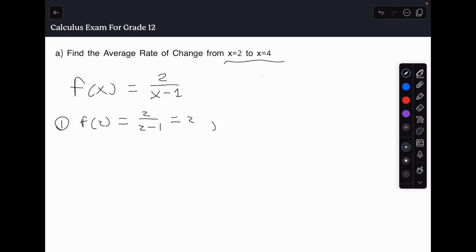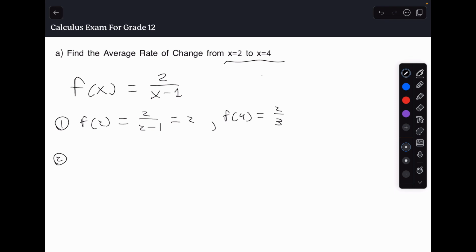So f of 2 is equal to 2. So the y value corresponding with x is equal to 2 is also 2. And f of 4 is just 2 over 4 minus 1, which is 2 over 3. So the y value corresponding with x is equal to 4 is 2 over 3. So those are the steps you need to complete to solve the average rate of change.